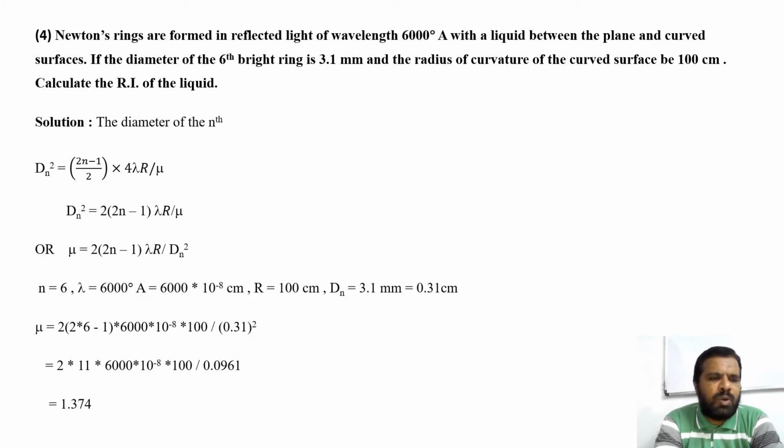Therefore, mu is equal to 2 into (2 into 6 minus 1) into 6000 into 10 raised to minus 8 into 100 divided by 0.31 whole square. That is equal to 2 into 11 into 6000 into 10 raised to minus 8 into 100 divided by 0.0961. That is equal to 1.374.